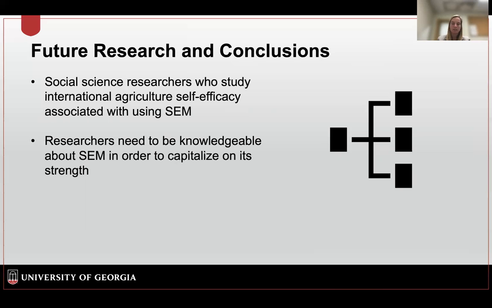Lastly, SEM is a rigorous research framework that may help address grand challenges, but researchers need to be knowledgeable about SEM in order to capitalize on its strengths.